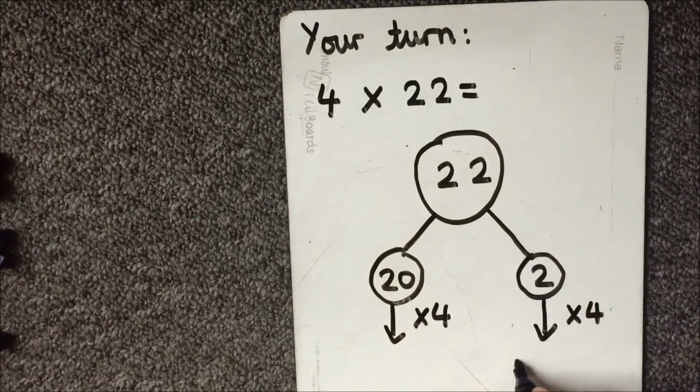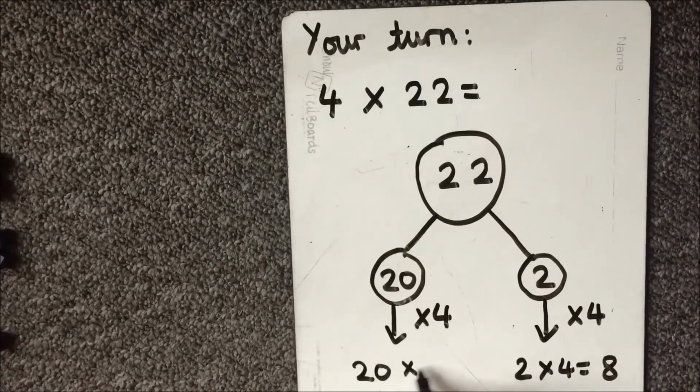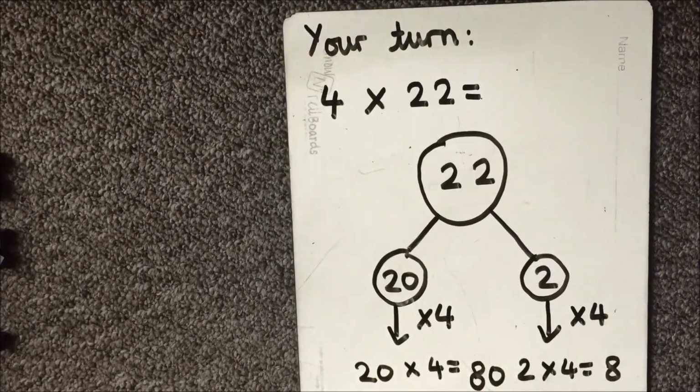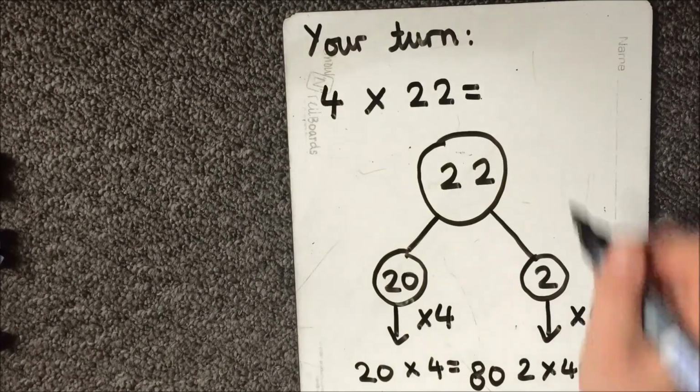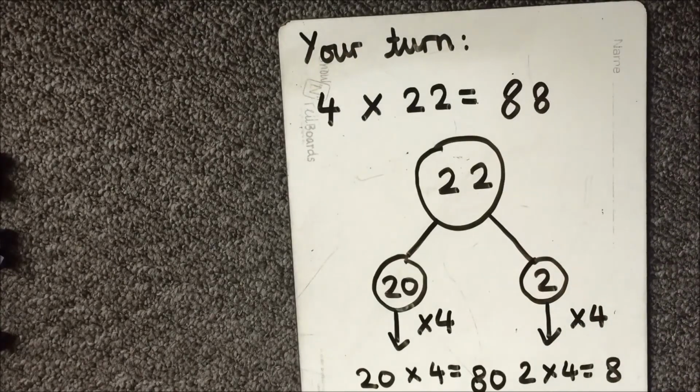So 2 times 4 is 8. 20 times 4. What is our secret one? 2 times 4 is 8. And then it gets 10 times bigger. So our answer is 80. Add 8. Same as 88. Good job. I've put a few for you to practice on an activity sheet on your portfolio.